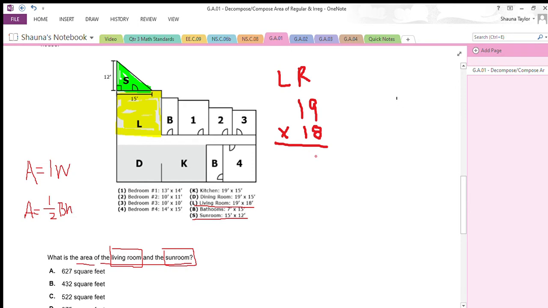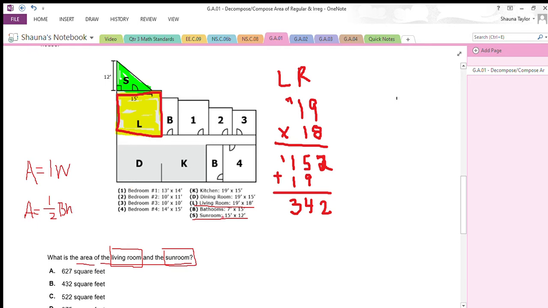So 8 times 9 is 72. Oops, there should be a 2. There should be a 7. And 8 times 1 is 8 plus 7 is 15. Then 1 times 9 is 9. And 1 times 1 is 1. So let's add that all up together. Remember, this is a 2. 9 and 5 is 14. Carry my 1. 1, 2, 3. So this is my answer for this rectangle right here. 342.